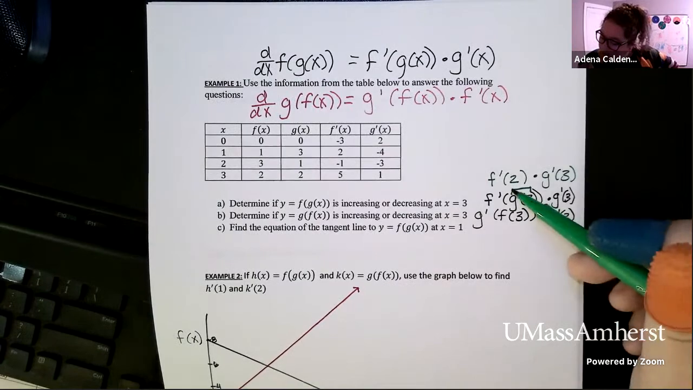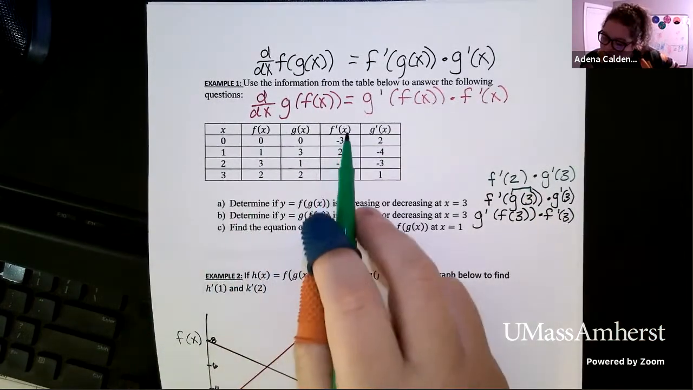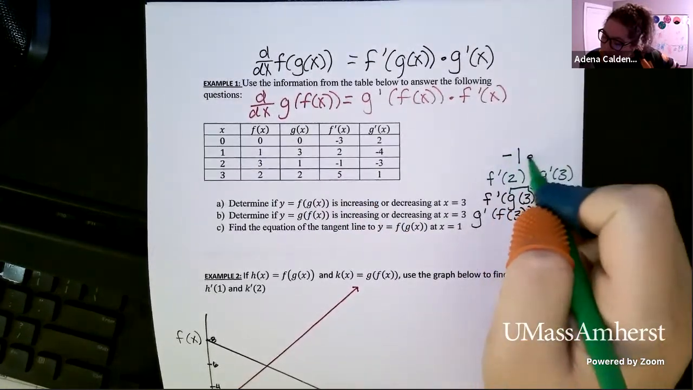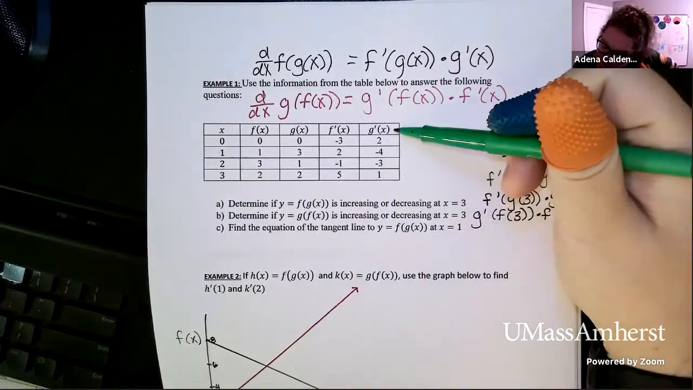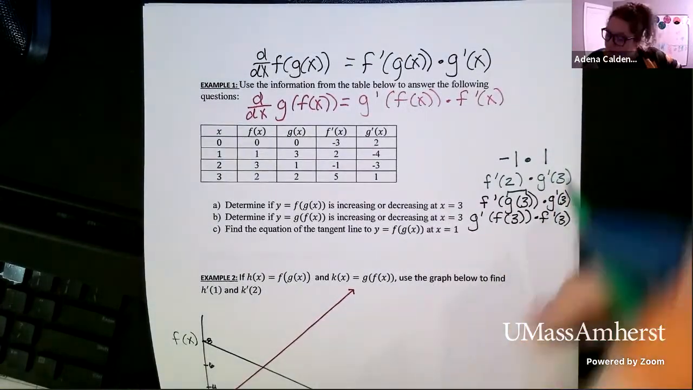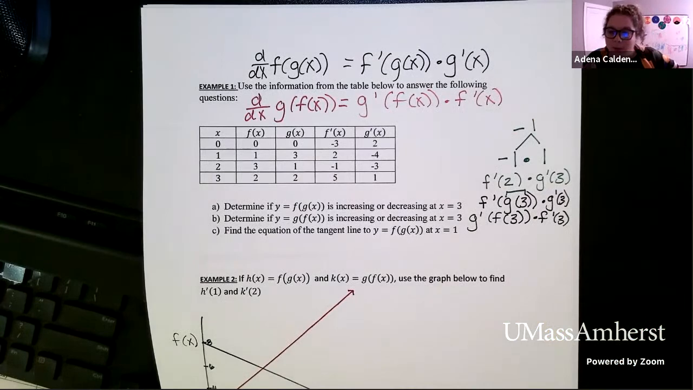So again, I just substitute in the value of g of 3 here. So f prime of 2, I go to f prime, I go down to 2. That gives me a value of -1 times, now g prime of 3, I go to the g prime column, I go down to 3, and I get -1 times 1, which gives me -1.